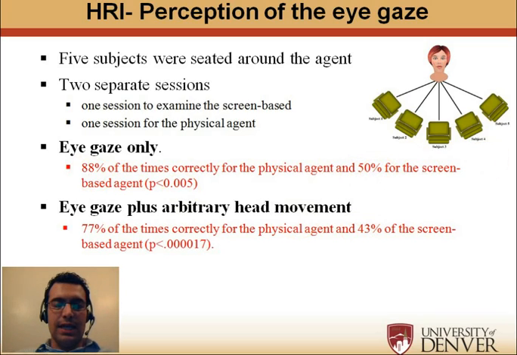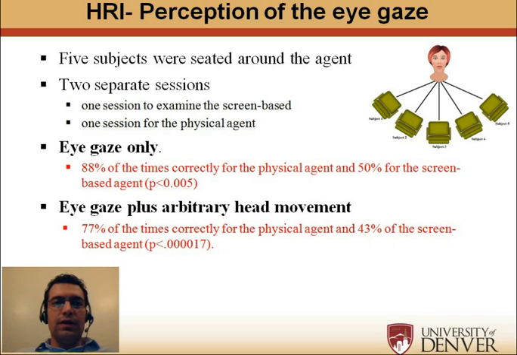In the other experiment, the agent rotated its head as well and shifted its eye gaze randomly at the same time. In this setting, participants perceived mutual eye gaze correctly 77% of the time for the physical agent and only 43% for the screen-based agent.